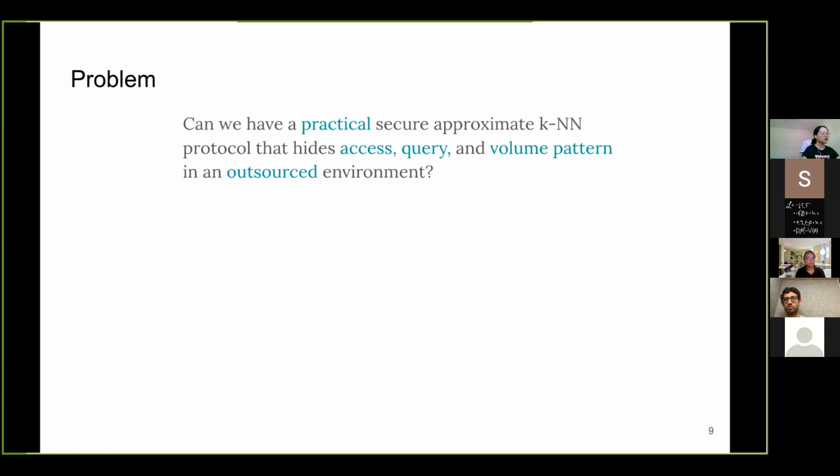And so naturally, we ask the following question: can we have a practical secure approximate KNN protocol that hides access and volume patterns in an outsourced environment?